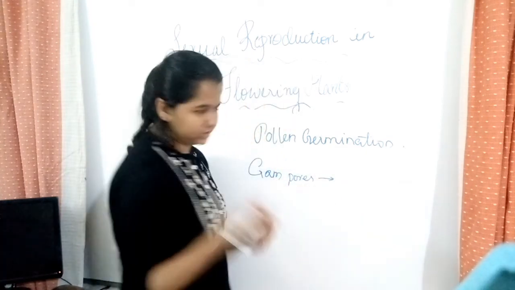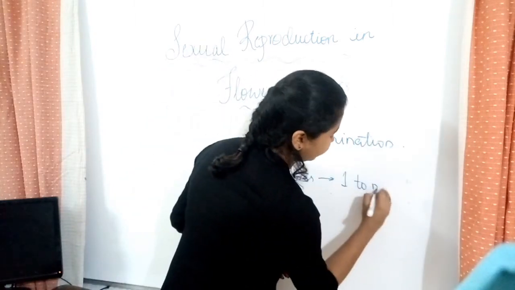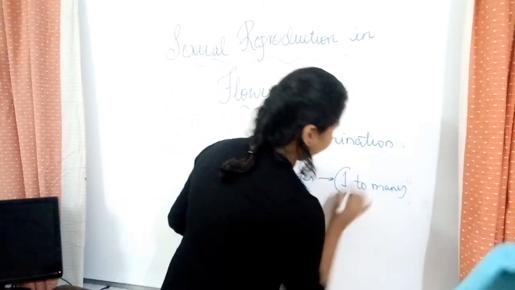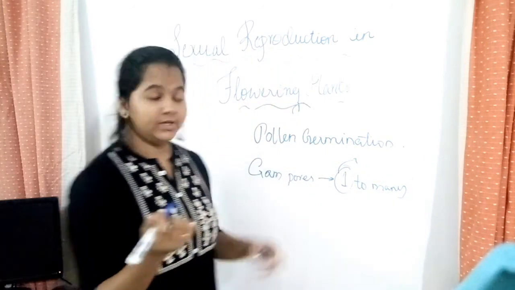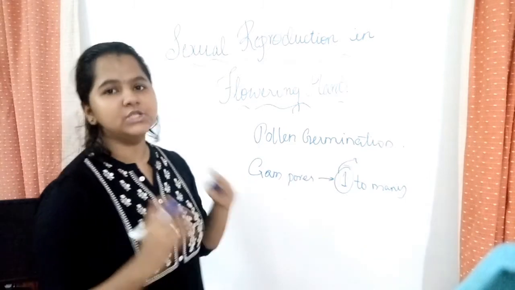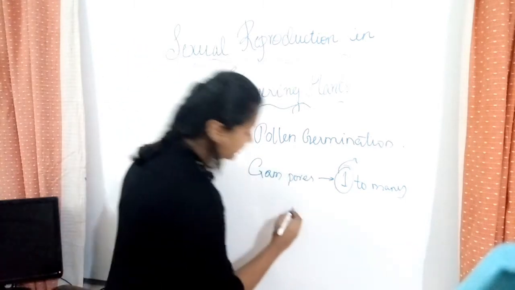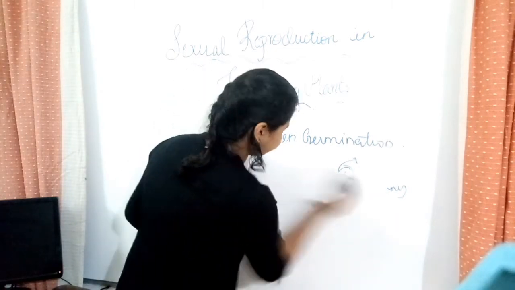Germ pores in a pollen grain can vary from 1 to many. It should be at least 1 for the formation of what? The pollen tube. So how does the pollen tube form? The pollen tube forms from the intine. I'll draw the structure.